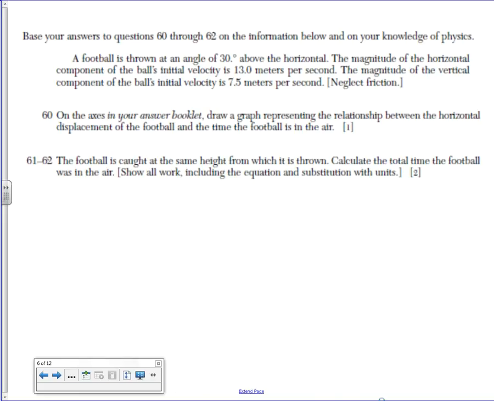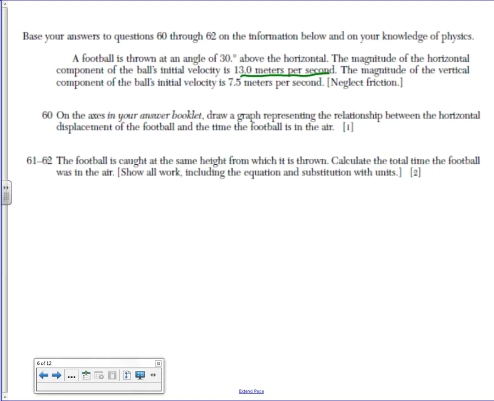So this is the first set of problems 60 to 62 from our Regents projectile motion practice problems. A football is thrown at an angle of 30 degrees above the horizontal. The magnitude of the horizontal component of the ball's initial velocity is 13 meters per second. All that wording basically means that our horizontal velocity is going to be 13 meters per second. We know that's constant throughout, so we only ever have to use that 13 meters per second.